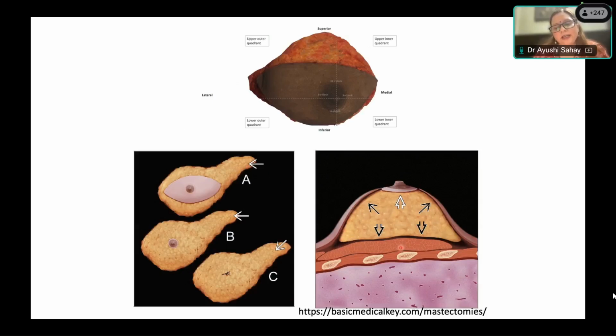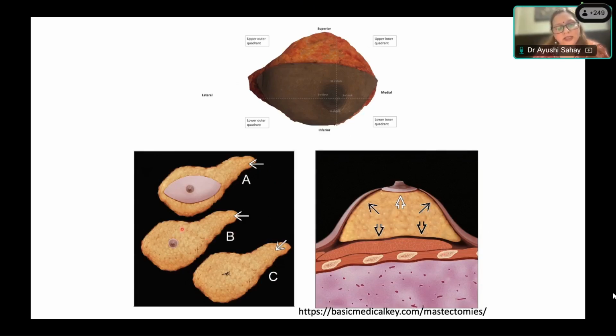If the vertical extent is that the mastectomy is taken through a bit of the pectoralis muscle, at least the superficial part of the pectoralis muscle is also included, it is called a modified radical mastectomy. And if the complete pectoralis muscle is lifted off from the chest wall, it is called a radical mastectomy.